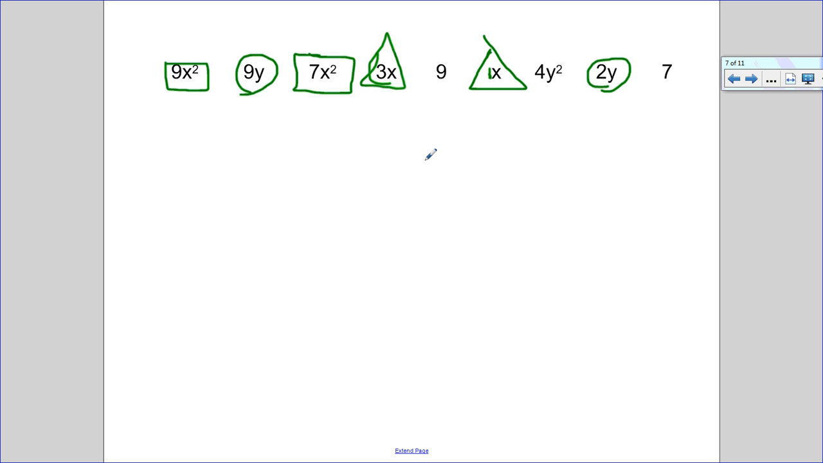Good. And let's see, 9 and 7 are constants, but again, they are both like terms. Even though they don't have a buddy, they are still like terms. They are constants, and they are both like terms. So I'm going to use a star to signify these two. And finally, 4y to the second power is by itself. It does not have a common term or a like term.